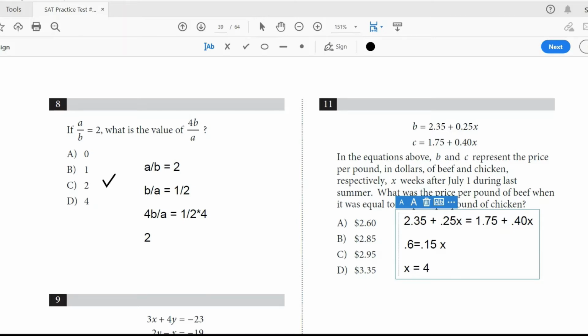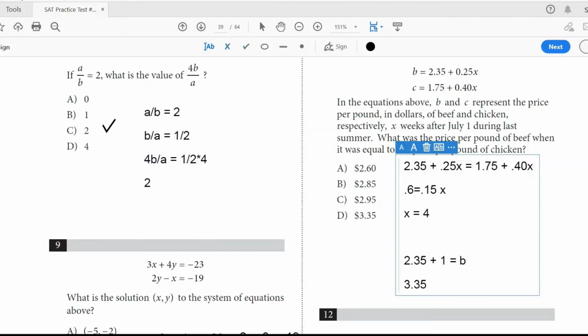Essentially, it's 4 weeks. What was the price of beef when it was equal to the price per pound of chicken? Well, looking at this, it's just 2.35 plus 0.25x, which is 4, and that's just 1, equals b. And then the answer automatically is 3.35. Therefore, the answer here would be D.